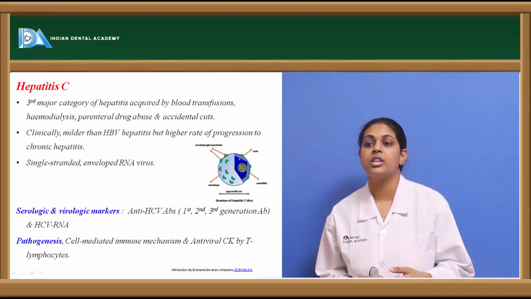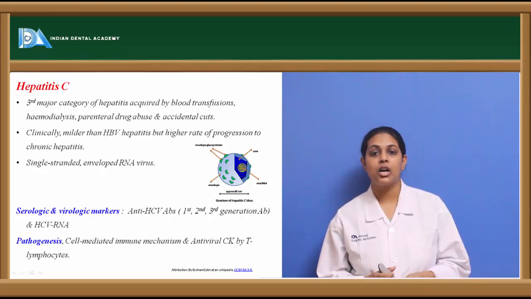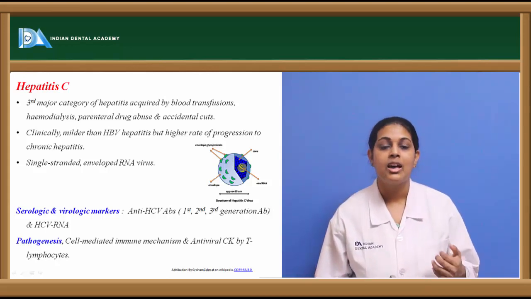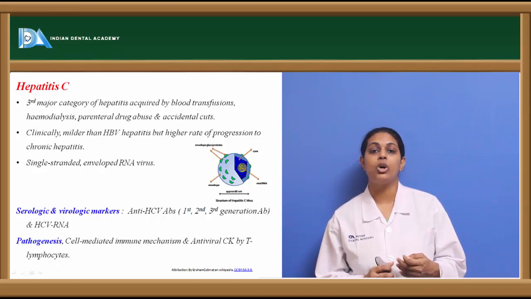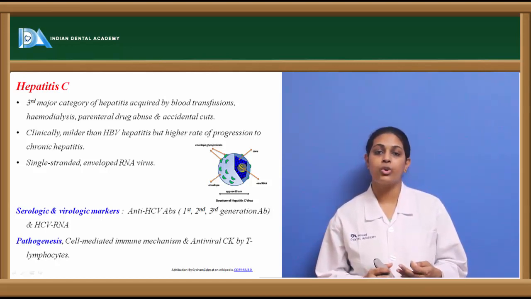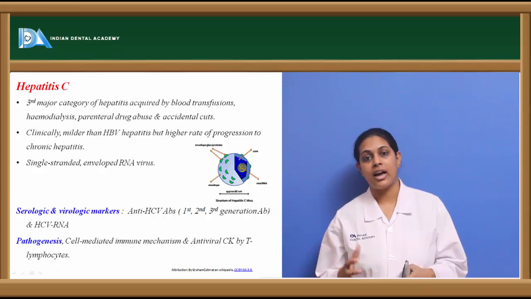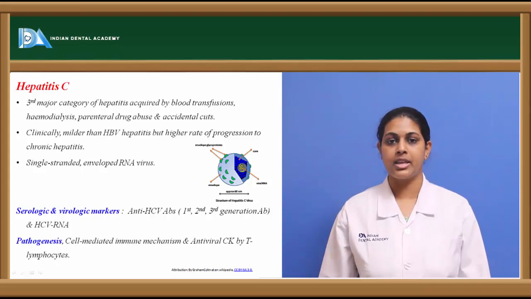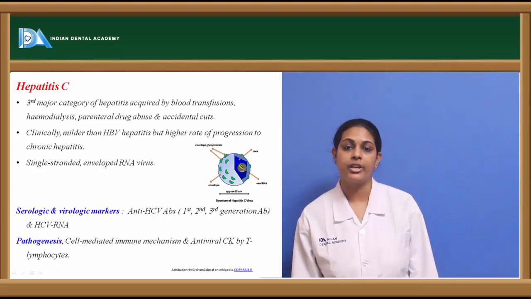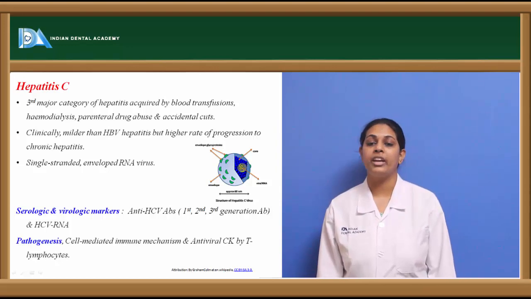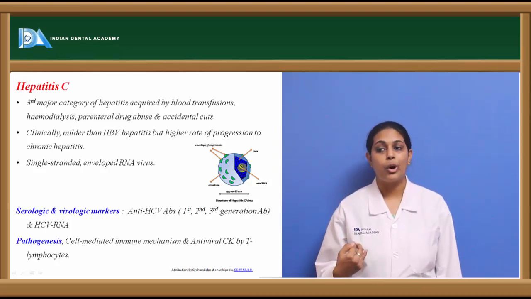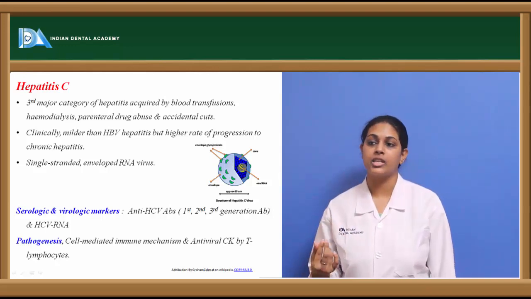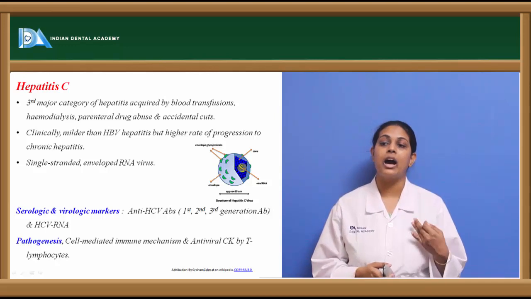And we see that there is presence of anti-HCV antibodies which constitute the first generation, second generation as well as third generation of antibodies. Other than that, the patient might also show the presence of hepatitis C virus RNA strands. Coming to the pathogenesis, how this hepatitis C occurs, it is usually because of the cell-mediated immune mechanisms which are set in progress once the virus enters the body, as well as with the help of antiviral cytokines which are produced by the T lymphocytes. Because of these, hepatitis C occurs.